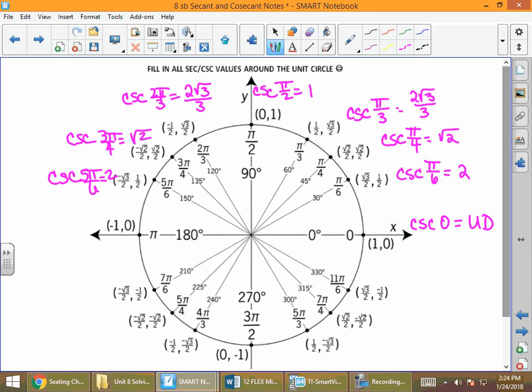And notice that cosecant is related to sine. Sine is positive in the second quadrant, so cosecant is positive in the second quadrant. Then we get to the quadrantal angle. Cosecant of pi is going to be the reciprocal of 0. The reciprocal of 0, again I'm going to write UD for undefined.